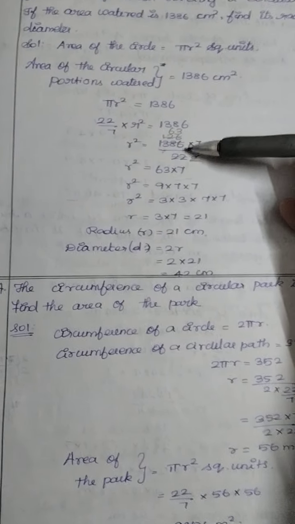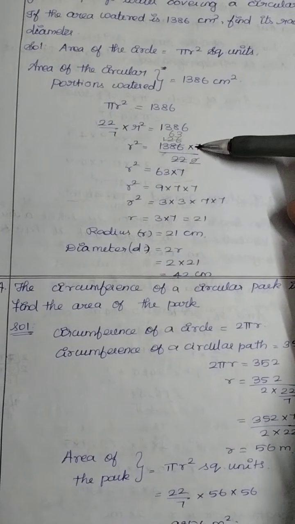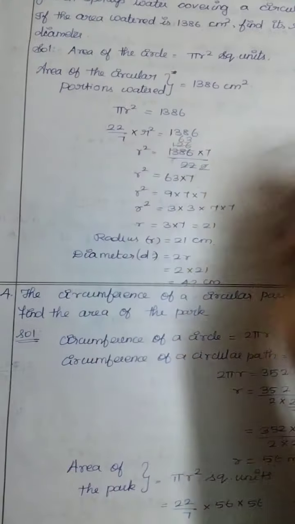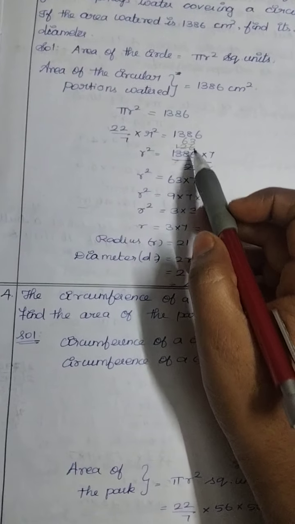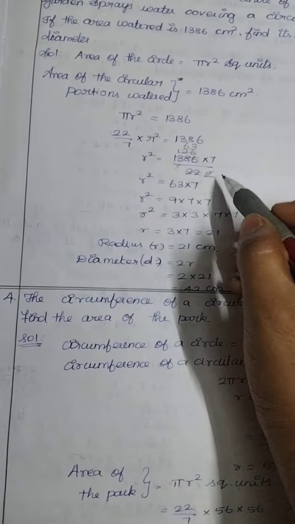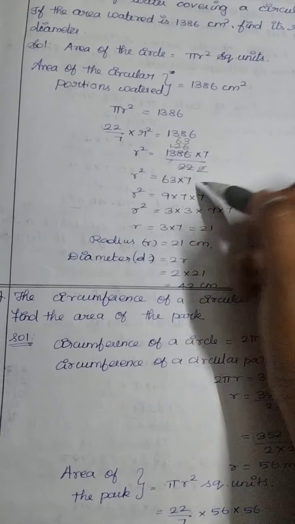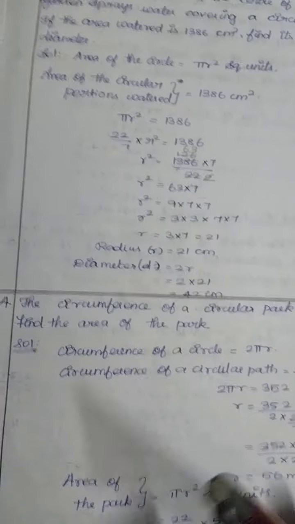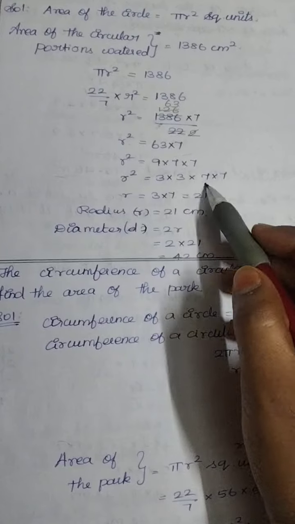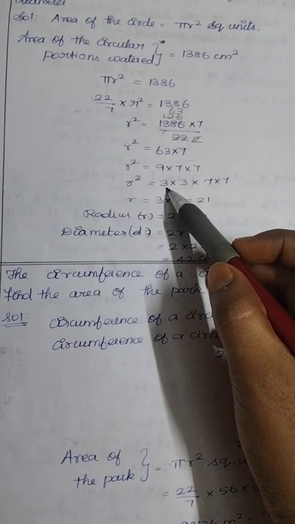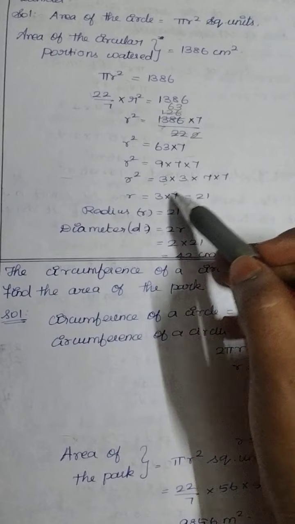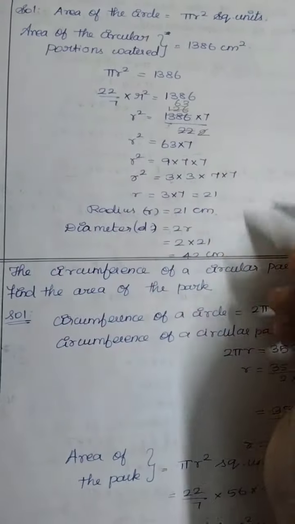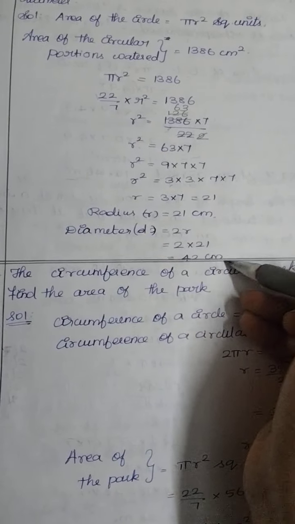R square is equal to 1386 into 7 divided by 22. Then we get the answer after cancellation: 63 into 7. So r square is equal to 9 into 7 into 7, that is r square is equal to 3 into 3 into 7 into 7. Taking the square root, we get 3 into 7, which is equal to 21. Radius r is equal to 21 centimeter, 2r is equal to 42 centimeter.